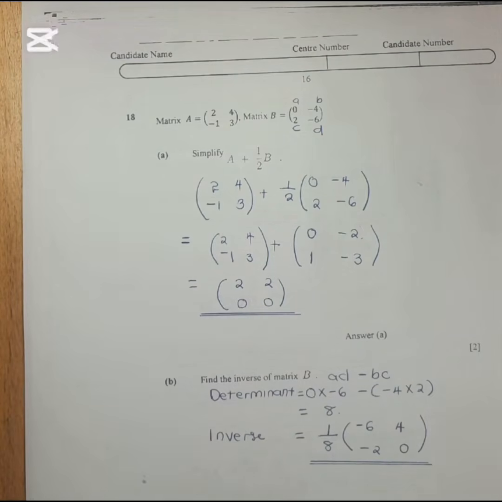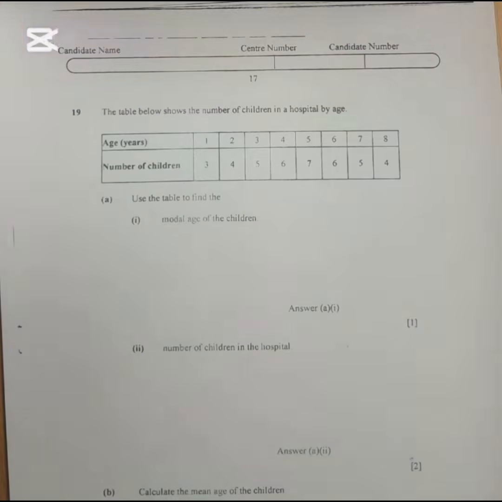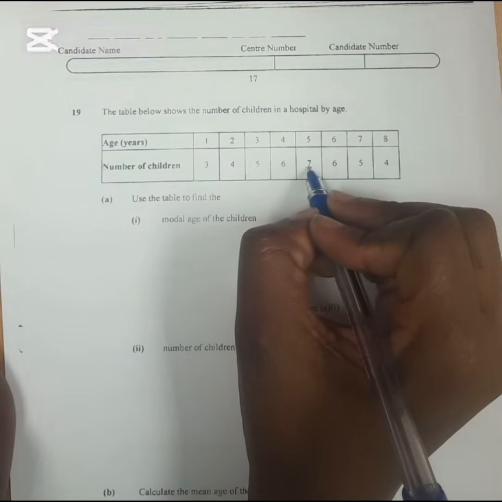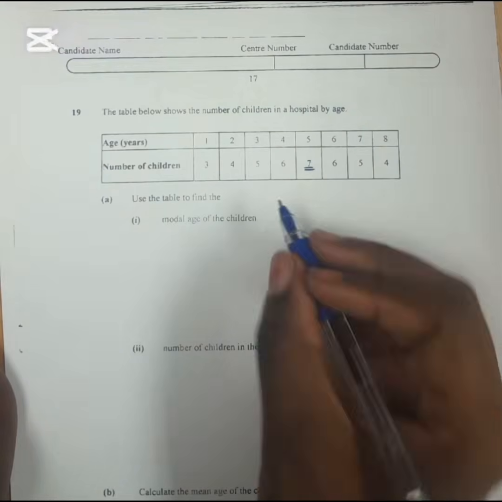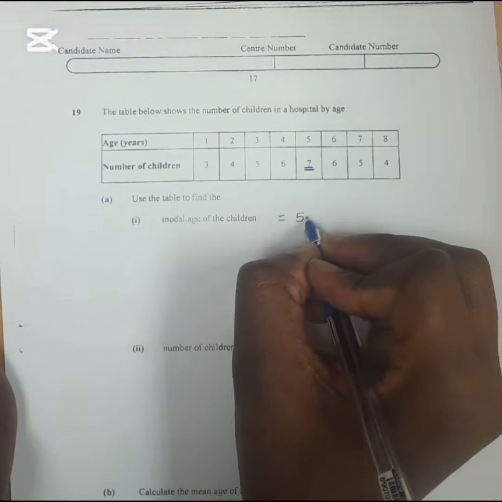Let us move on to number 19. Number 19 was a question on statistics. The table below shows the number of children in a hospital by age. Use the table to find the modal age of the children. So the modal age is the one with the highest frequency. This is our highest frequency. So it means that the modal age is going to be 5 years.